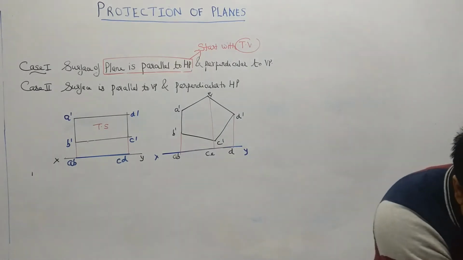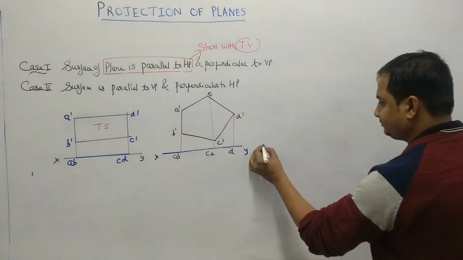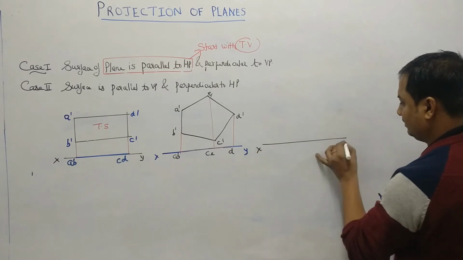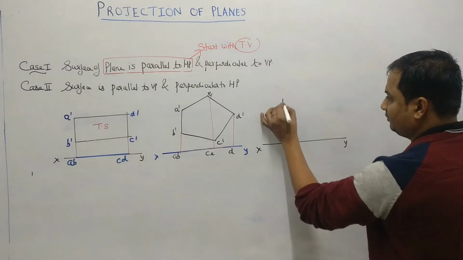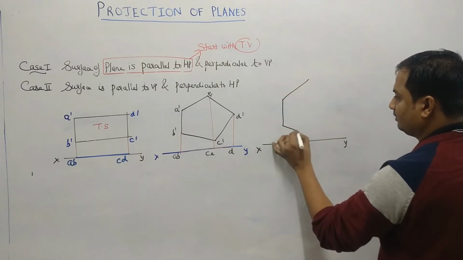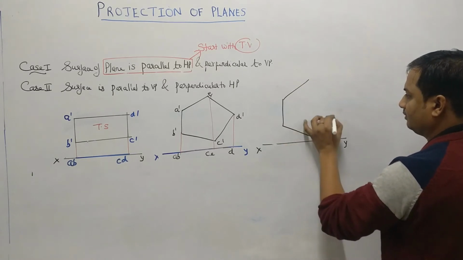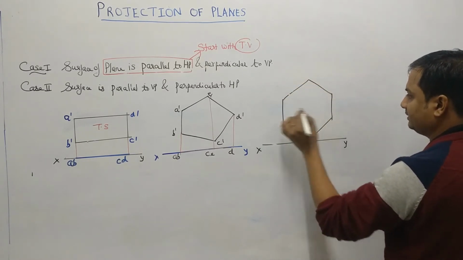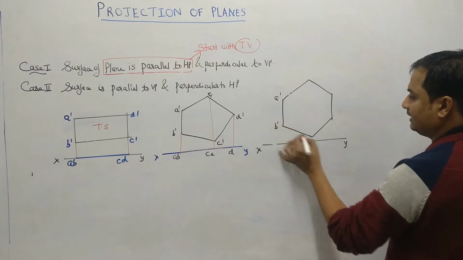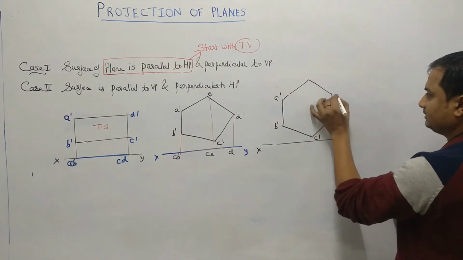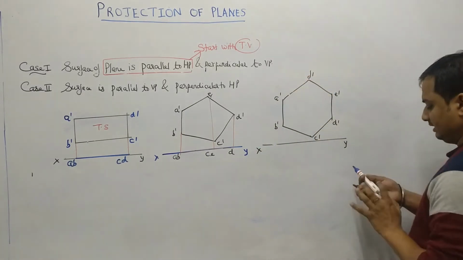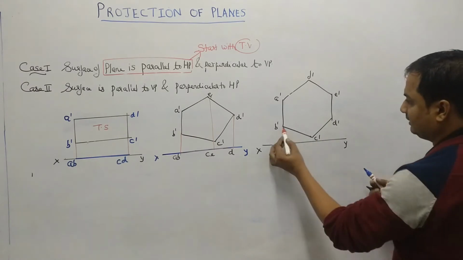So the drawing, again I will be drawing without using the scale. XY, the front view will be a hexagon. So this is A dash, B dash, C dash, D dash, E dash, and this is F dash, and the top view will be a line. So this is my projector.